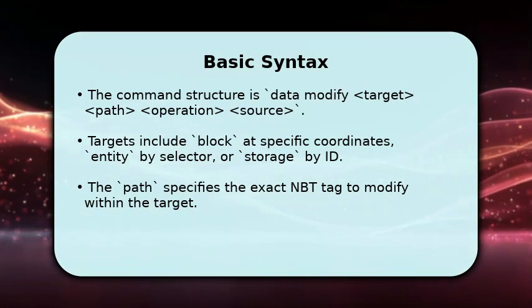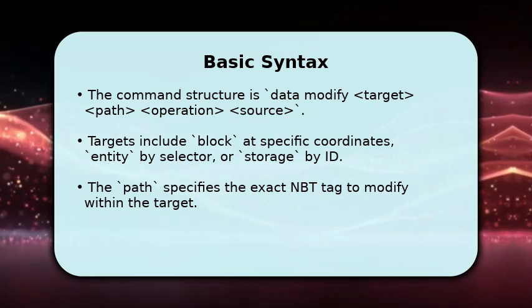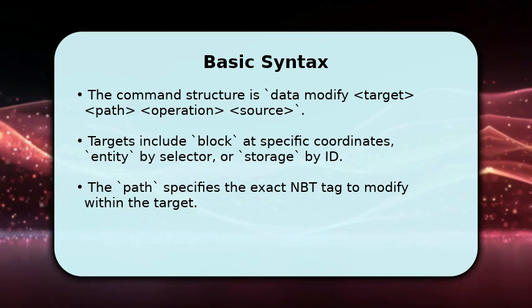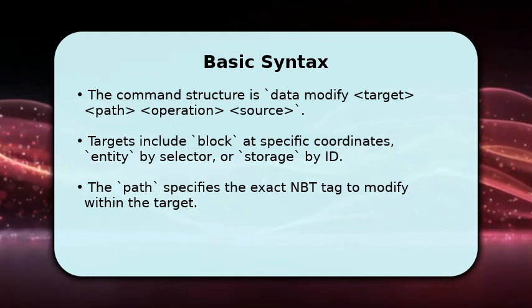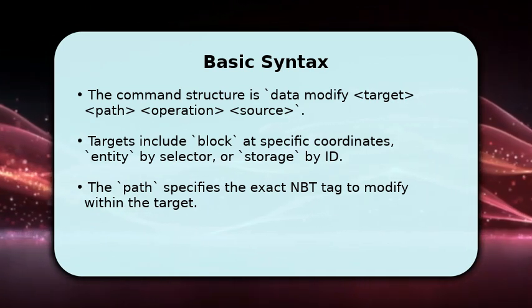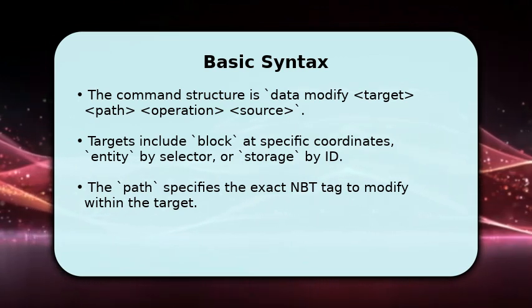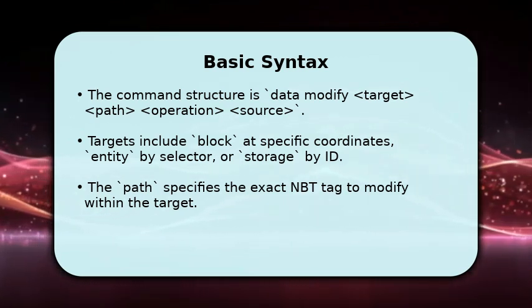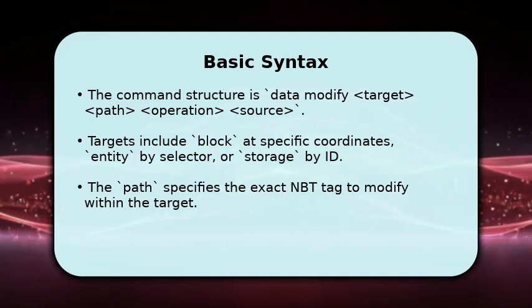The command starts with data modify, followed by your chosen target. This could be a block at specific coordinates, an entity selected by its properties, or a storage space for global data. Next, you define the path, which is like navigating through a folder structure to pinpoint the exact NBT tag you wish to change. Understanding these components is key to precise data manipulation.